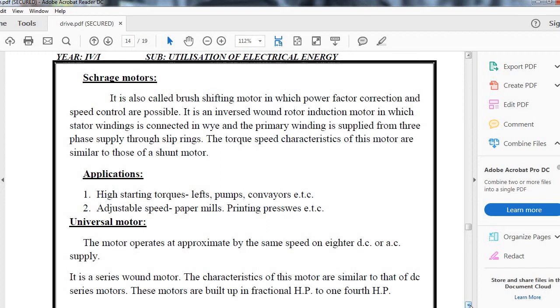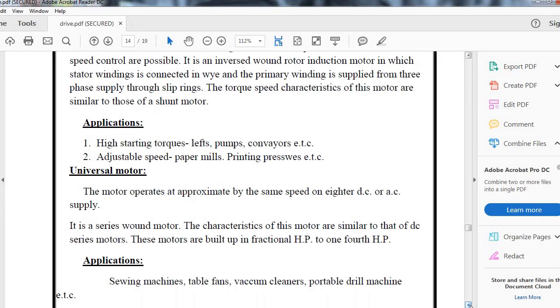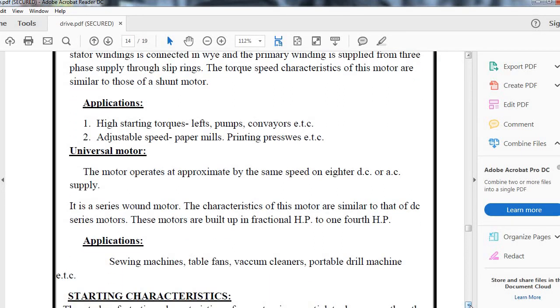The universal motor operates at approximately the same speed on either DC or AC supply. It is a series wound motor. Characteristics of this universal motor are similar to those of a DC series motor, and these are built in fractions of HP up to 1/4 HP. Applications of the universal motor are in sewing machines, table fans, vacuum cleaners, portable drill machines, etc.